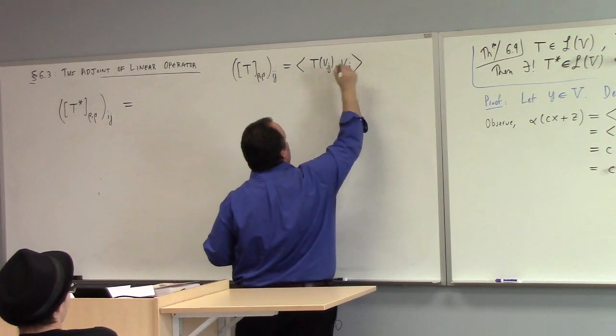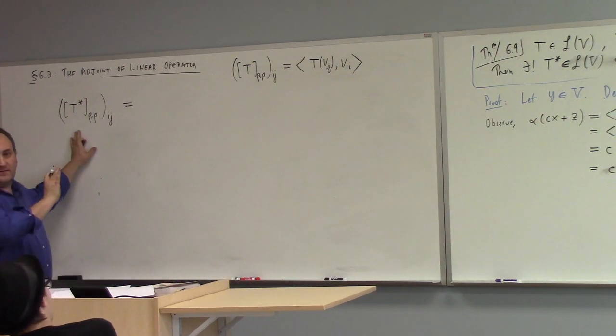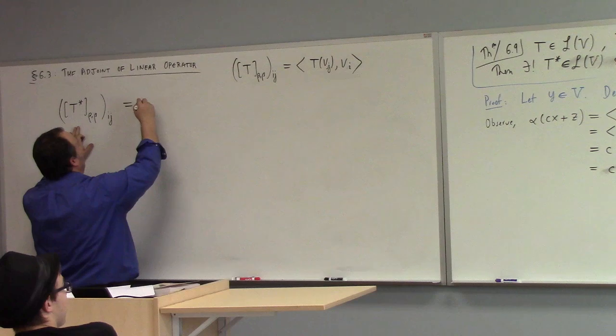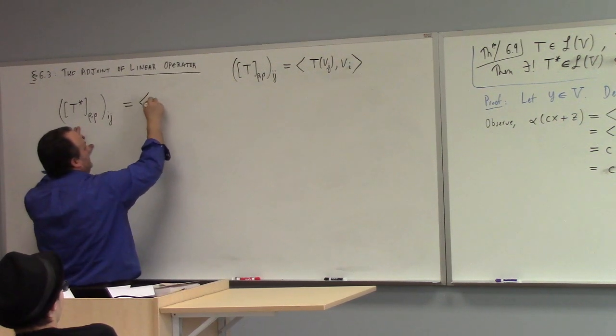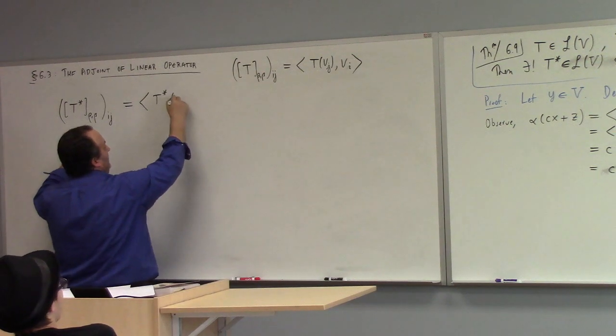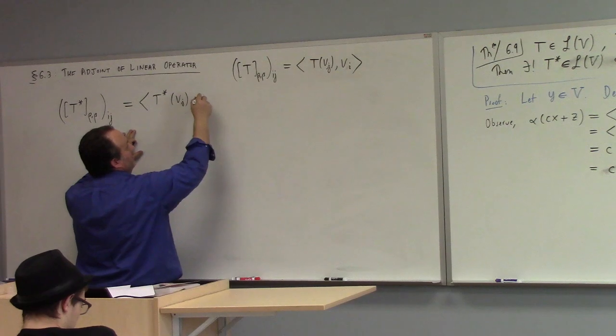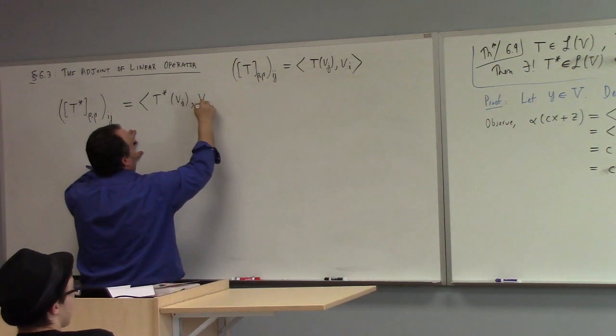Okay, so likewise here, right? We have to do what? We have to do T star of Vj, with Vi.